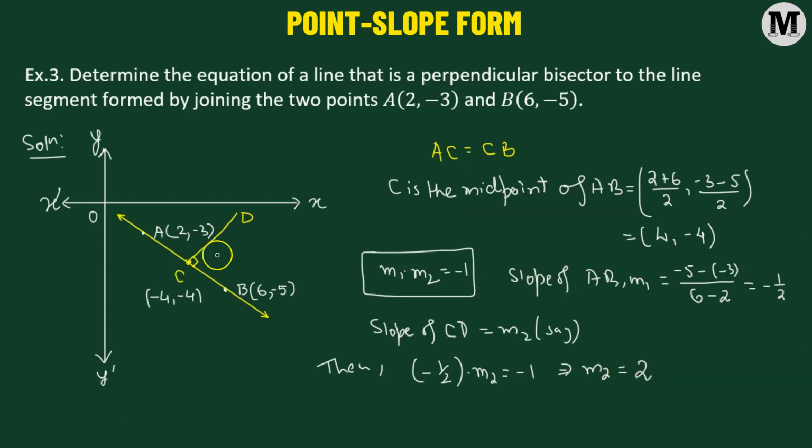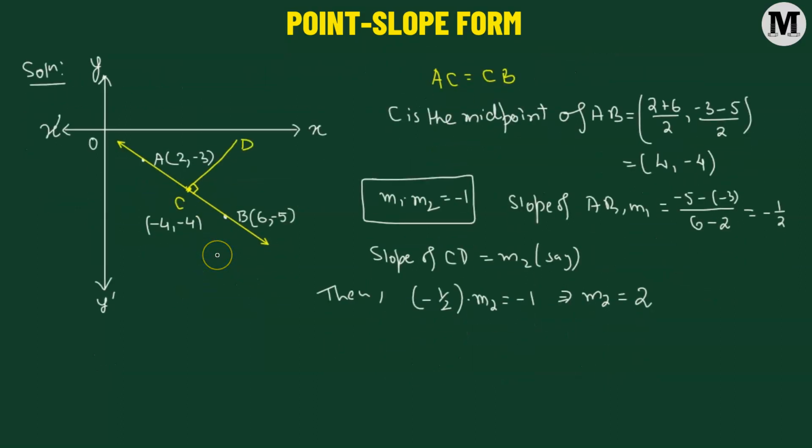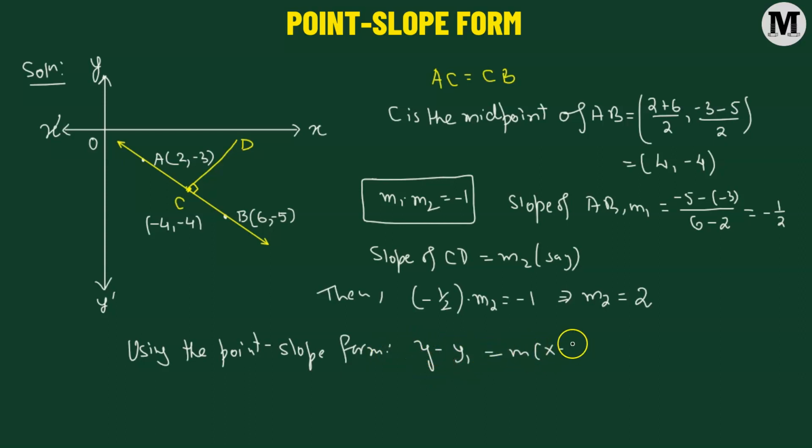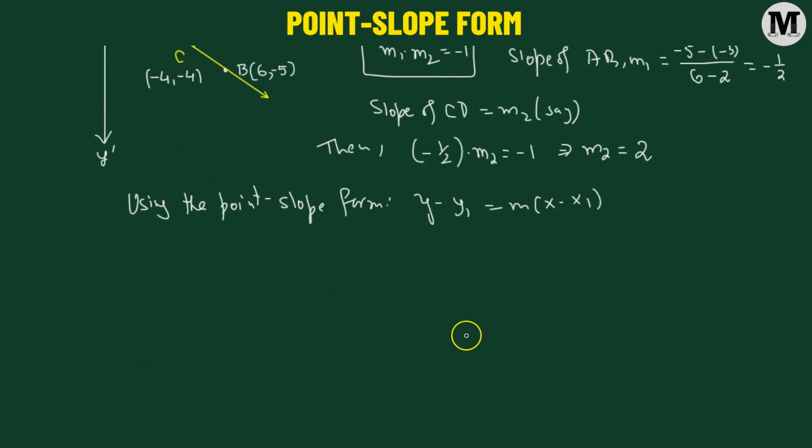Right, so now we have the slope of line CD. We also have a point that lies on the line CD. Now we'll be using the point slope form to find the equation of the line. The point slope form is simply given by y minus y1 equals the slope times x minus x1. So here we have (x1, y1) corresponding to the point (4, -4). This is the point C. So we have y minus y1.